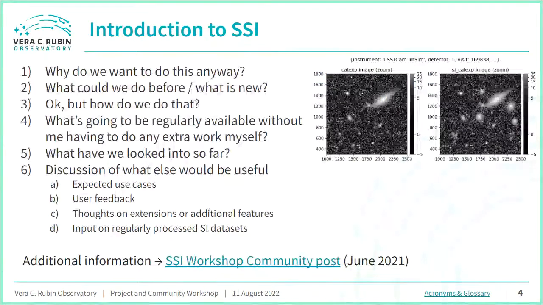So, an introduction to synthetic source injection. Why do we want to do this? That's going to be the first thing we discuss. And then we're going to go through what we could do before, what is new in the current refactoring we've been doing, and then some demos about how to do that. And then what we're going to start to make regularly available to people with data access without you having to do any extra work, because that's my favorite type of work. What sort of checks have we looked into so far? And then we'd like to finish this off with a discussion from people and feedback on what would be useful.